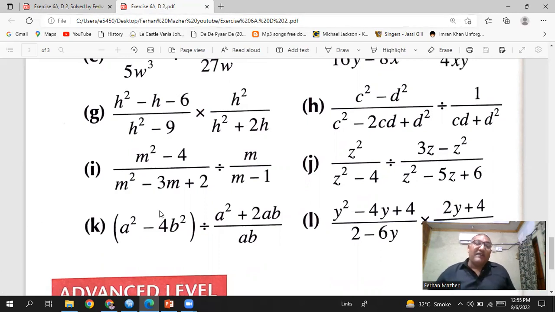Then we have divide sign here. Then we have m here. And in the denominator, we have m minus 1. I will convert this divide sign into multiplication sign. And this fraction right after that divide sign, that will reciprocate.